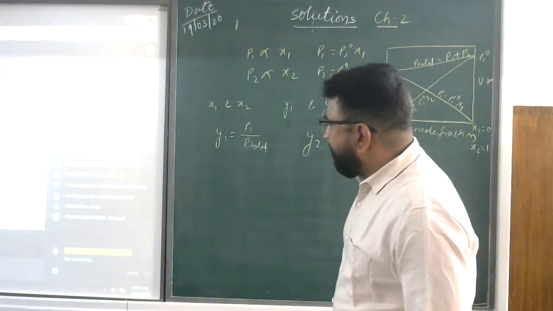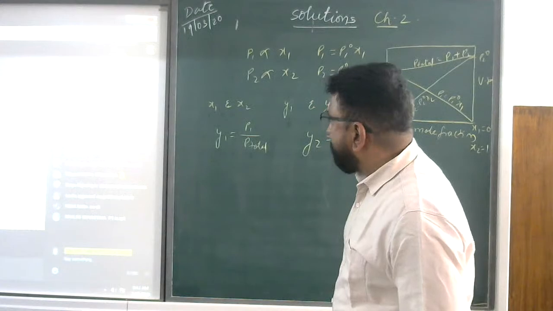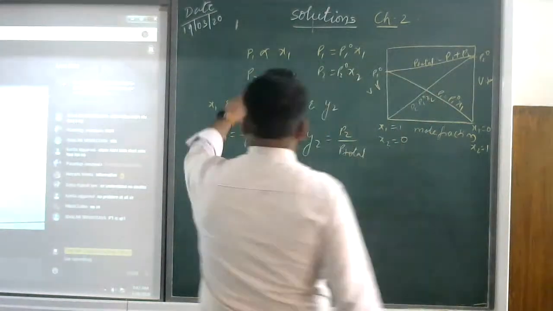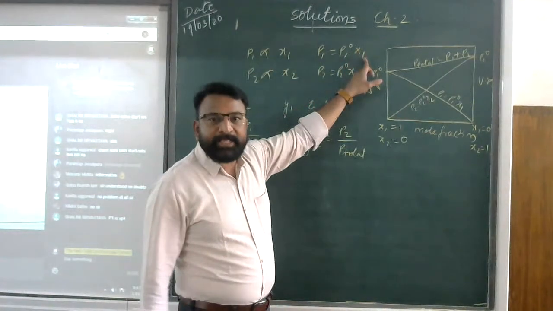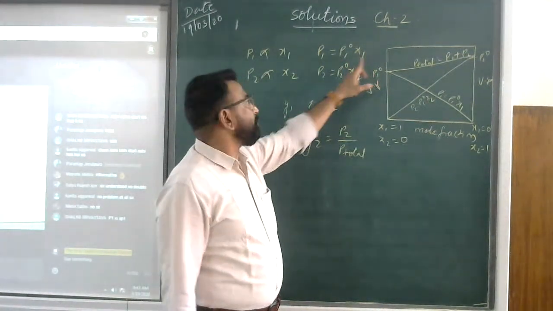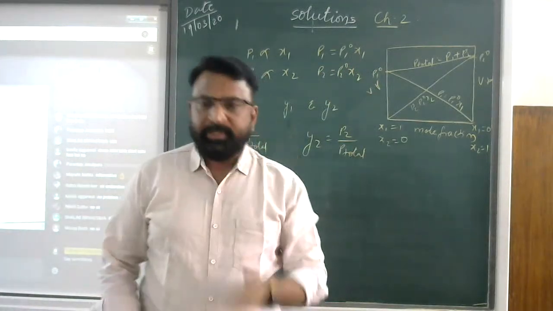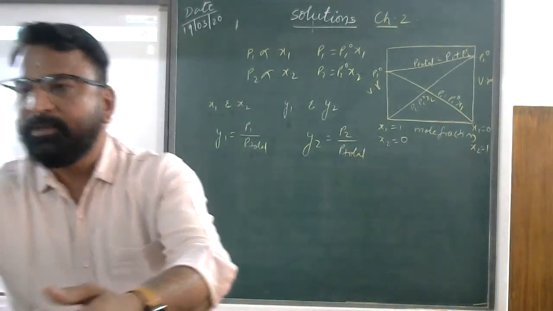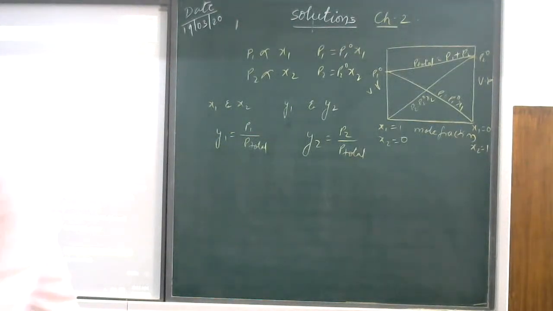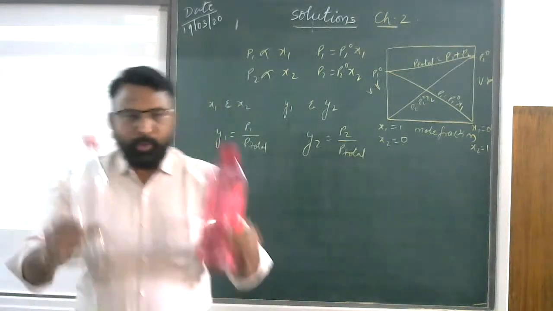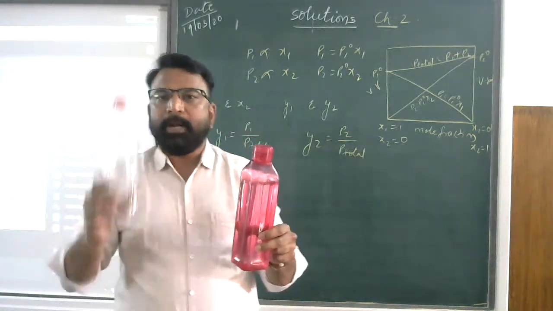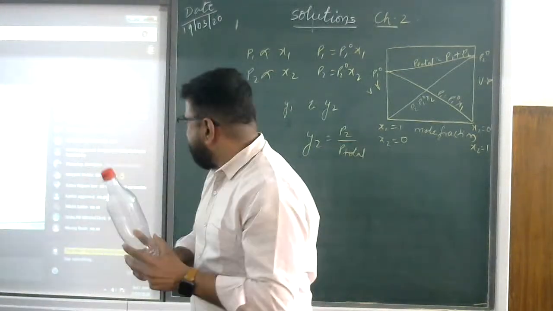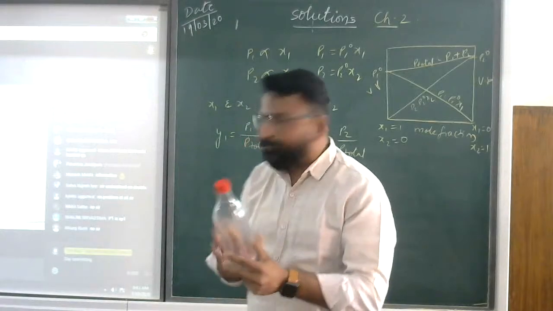Okay, P1 is... Shalini, just listen. P1 is equal to P1 naught X1. This I have already explained in the class. What is P1 naught? Please, can you provide me these two bottles if it is possible? I have two liquids. This is liquid number 1 and this is liquid number 2. Now, this is a question which was asked by Shalini, so this is for Shalini.